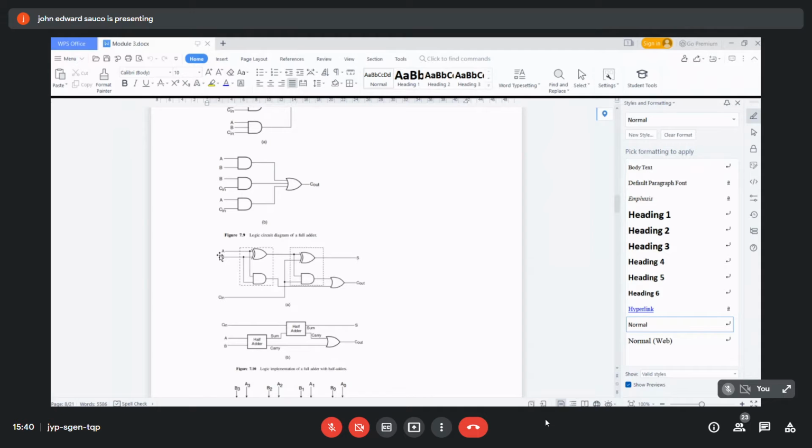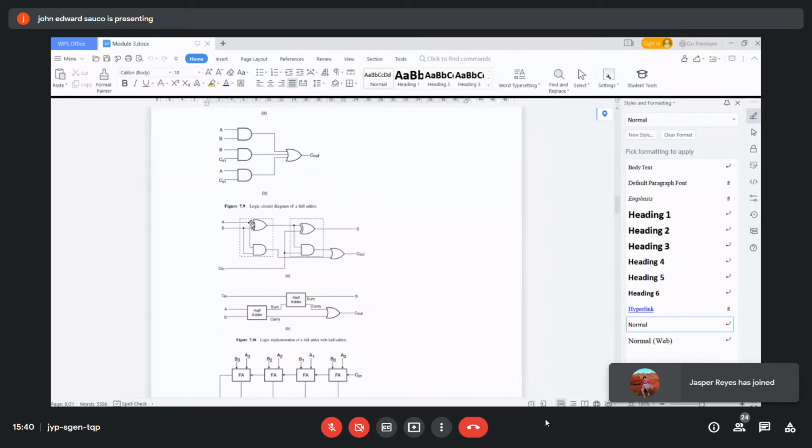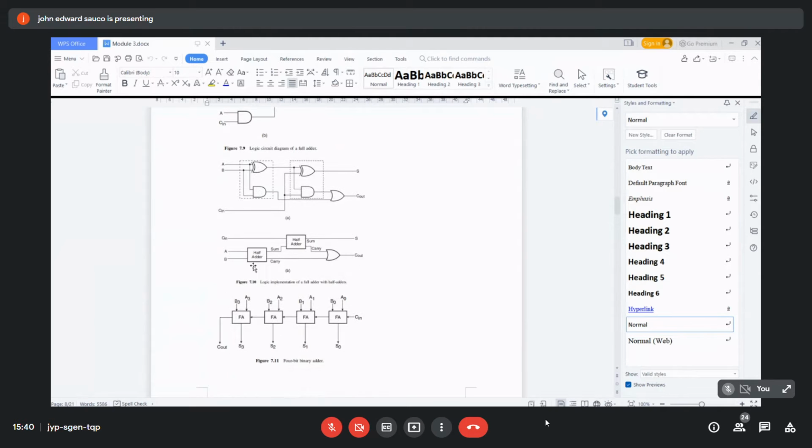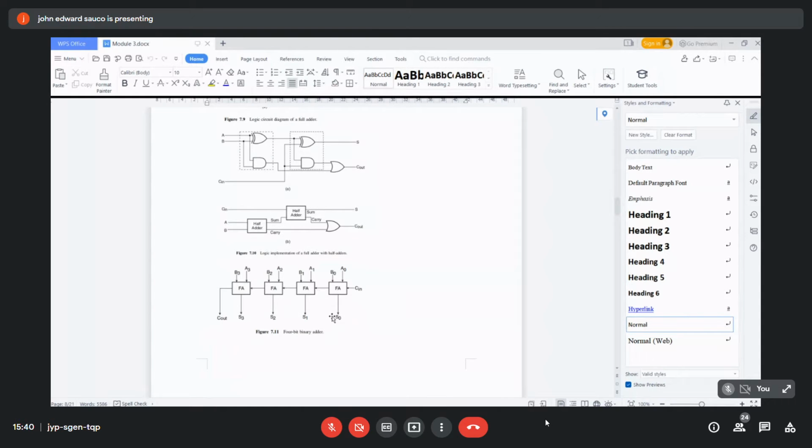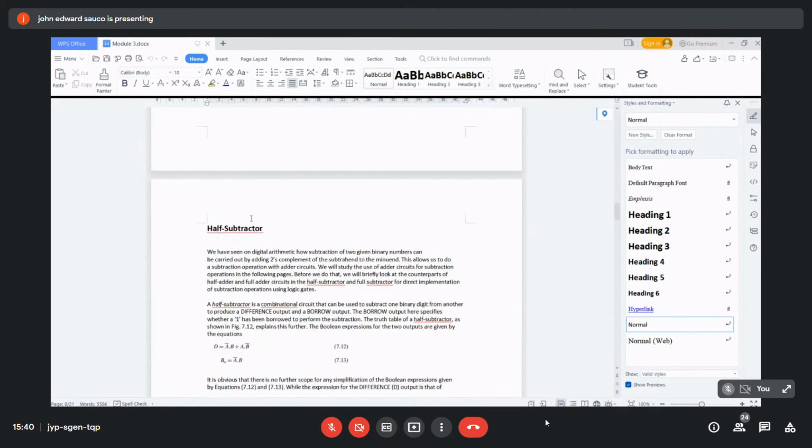So, kung i-ano natin yung relationship ng half adder sa full adder. So, dalawang half adder plus OR gate is full adder. Okay? So, half and half. And then, ito yung kanyang diagram para sa 4-bit binary adder, pero gumagamit na ng full adder sa 4-bit.